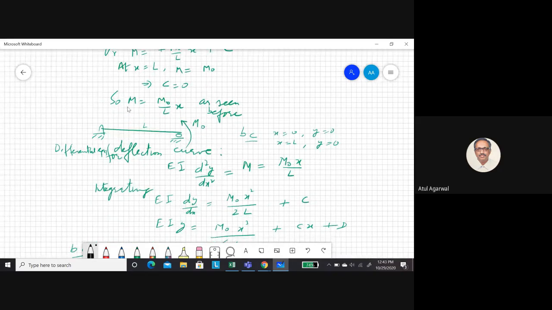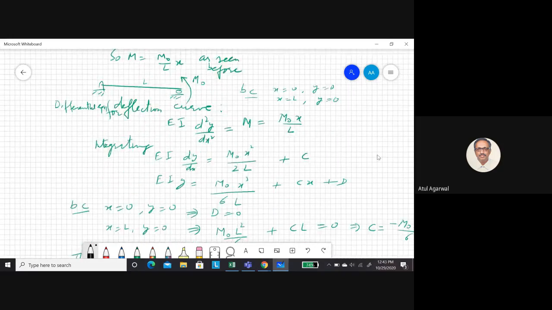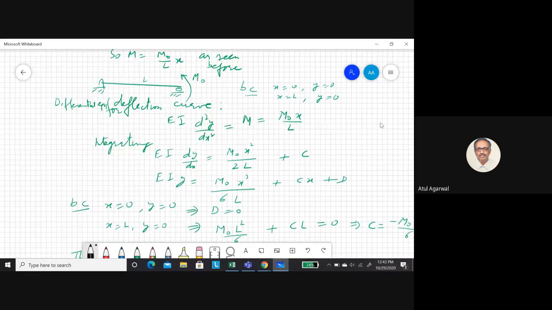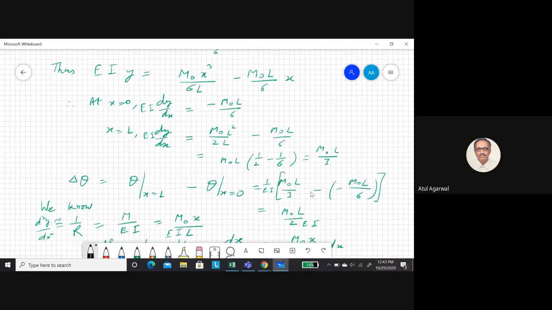Now this is the bending moment equation. I put it into this equation. You see the bending moment variation is like this, M naught into x by L. So that variation I am using. Simple integration. Then you apply boundary conditions. The deflection is 0 at both the left side and right side. So you get your deflection curve equation, and you find the total change in rotation of the cross-sectional plane. And you see this is the total rotation.